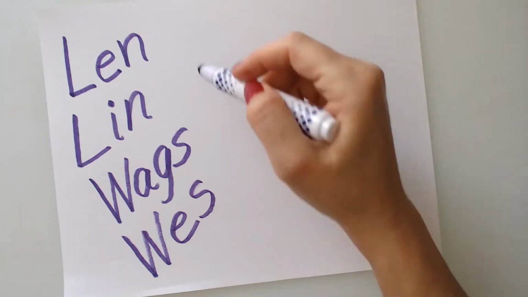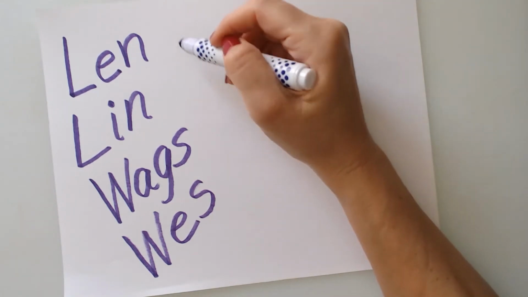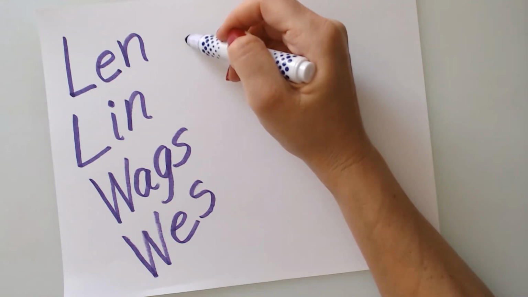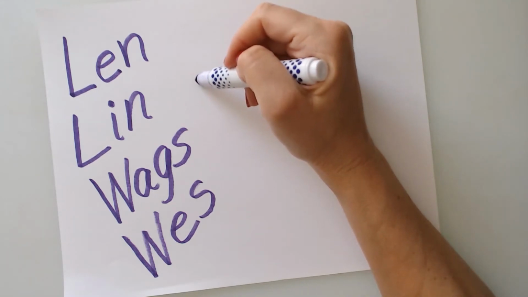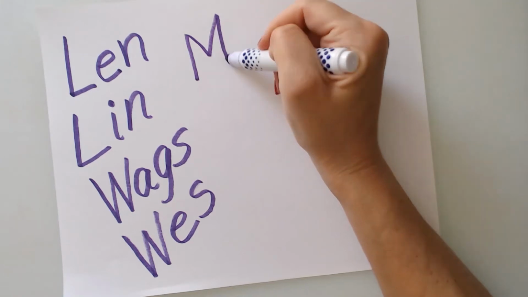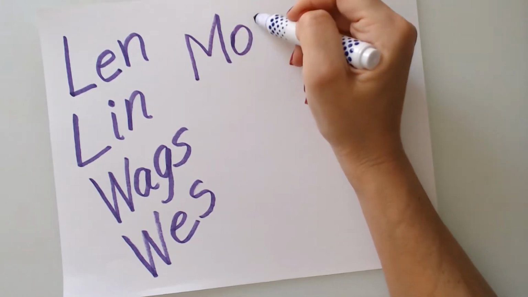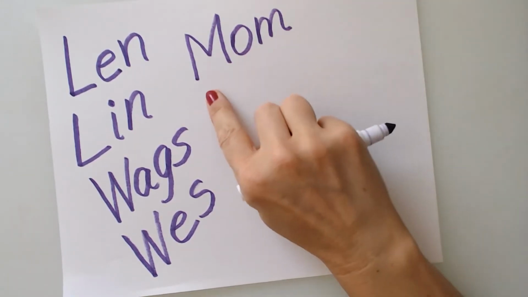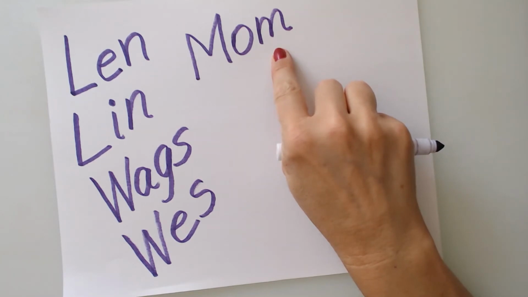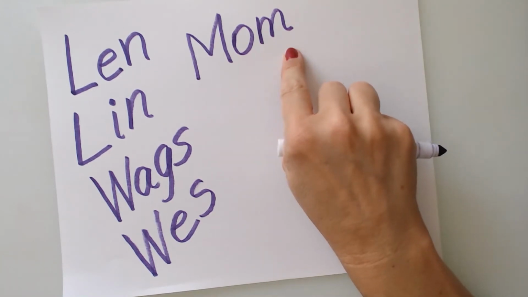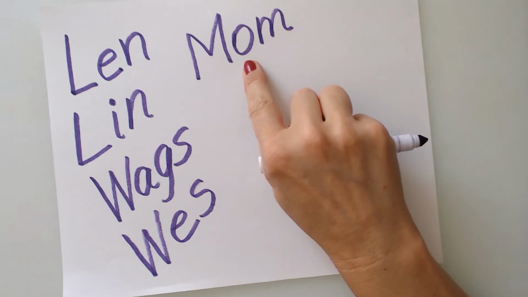Okay, now here's an easy one. To me, it's easy. You try it. I'm going to spell mom. Mom. Hey, if you want to spell mom, you want to write her a letter, that's how you spell mom. Remember, it has an ah sound in the middle.